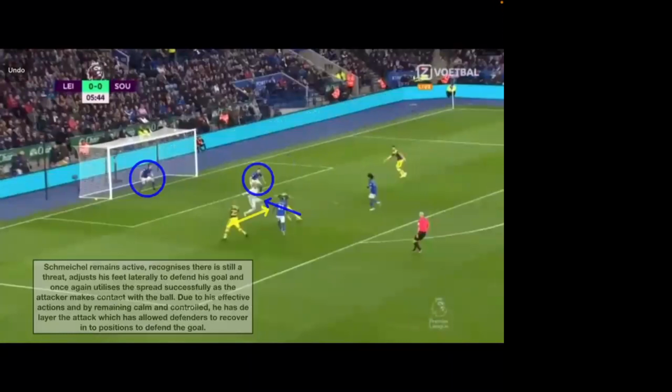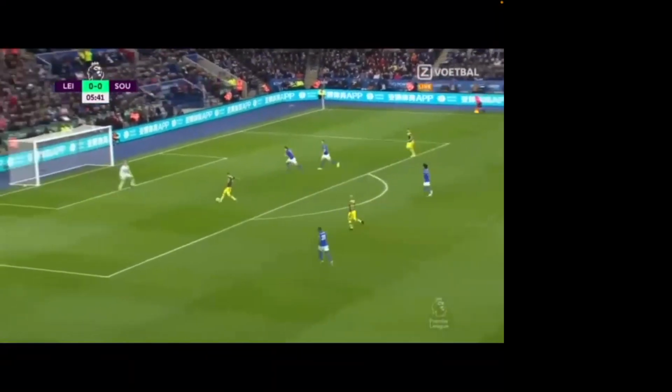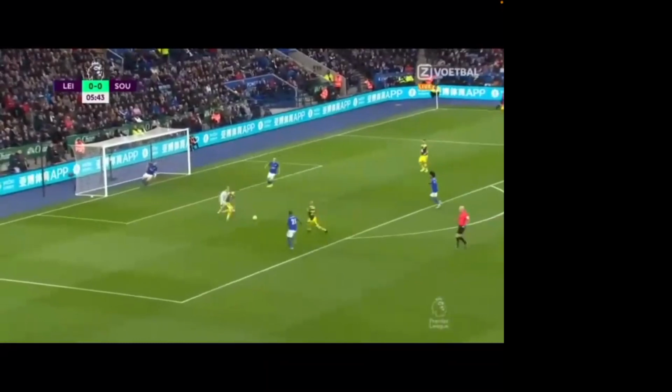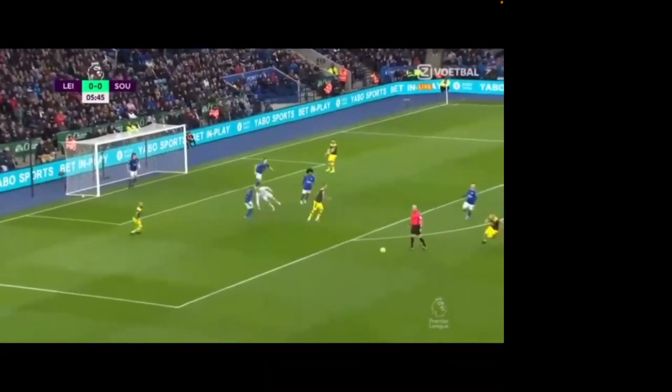Danny Ings gets back onto the ball. He adjusts laterally to the defender's goal, non-contact again. He spreads. And again, obviously delayed the shot by holding his ground, he's given himself a great opportunity to make a save.